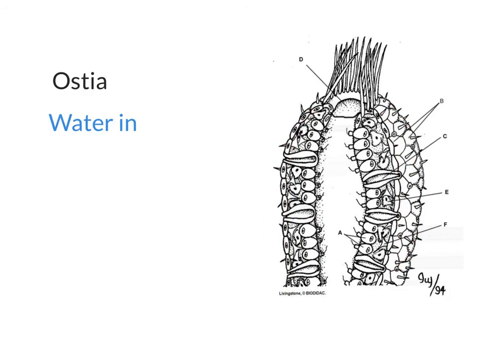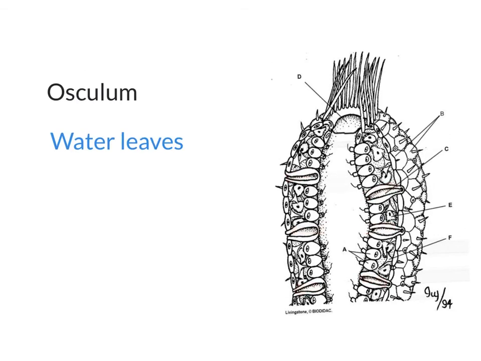Next, we're going to have the ostia. Remember, ostia is where the water is going in. These small little holes right over here are where water is going into the sponge, and they are called ostia. After that, we're going to have the osculum. Remember, everybody, the osculum right here is where the water leaves. Water is going to head up this direction out of the osculum.